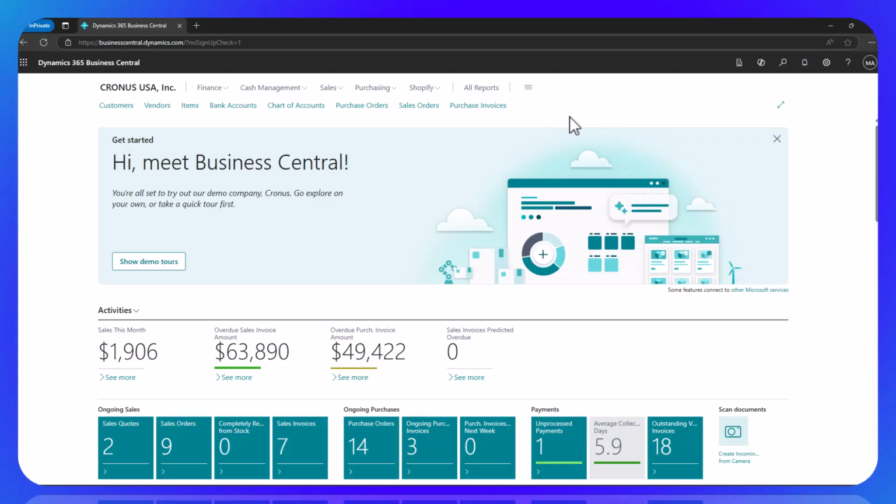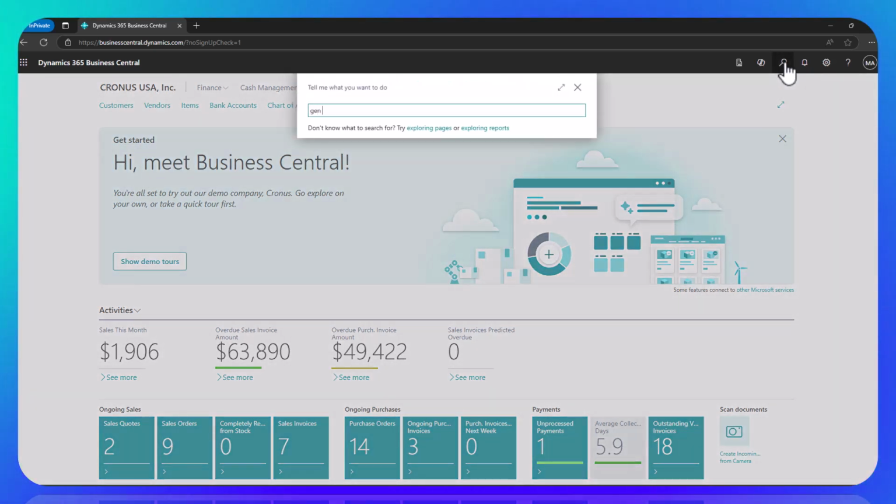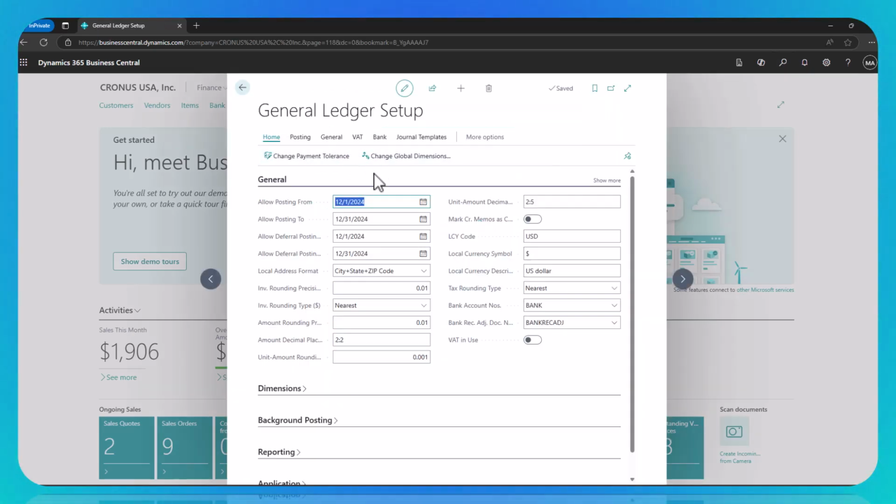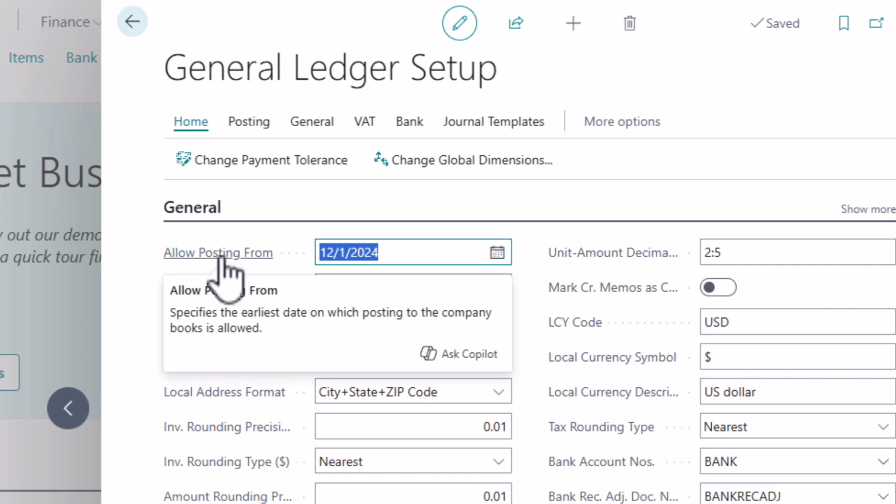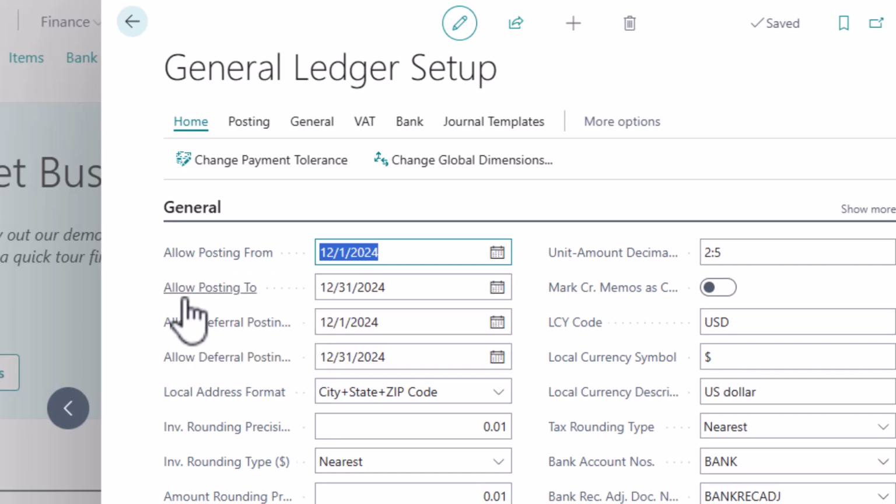This one is going to apply to anyone in any industry because it all has to do with finance and what we allow users to do. So I want to point out in Business Central that we have something called General Ledger Setup. And what this allows us to do is control the allowable posting from and the allowable posting to dates.